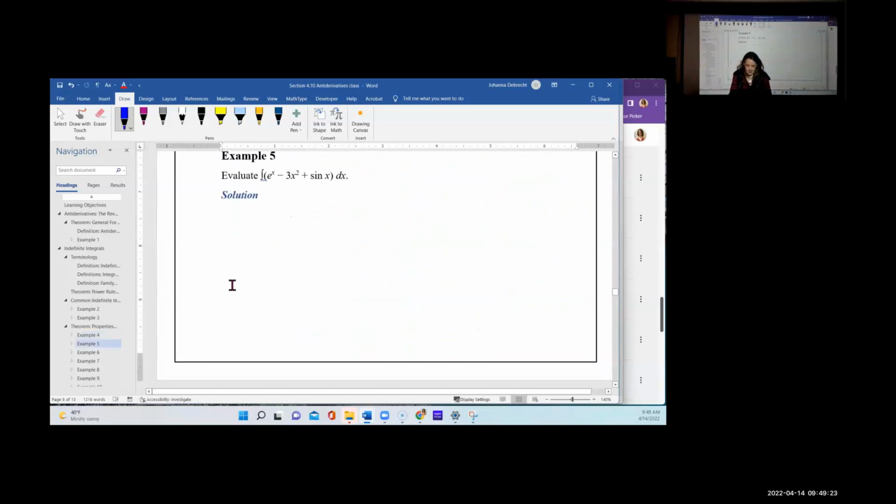All right, let's practice on another one. This one is slightly different. So again, you can split it up. You can write this as the integral of e to the x dx minus, you could pull the 3 out, and you could write it as the integral of x squared dx plus the integral of sine of x dx, right?